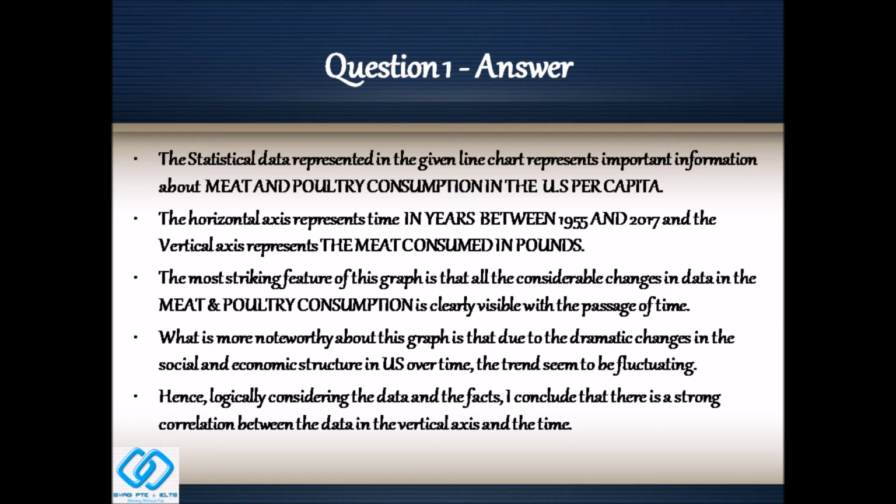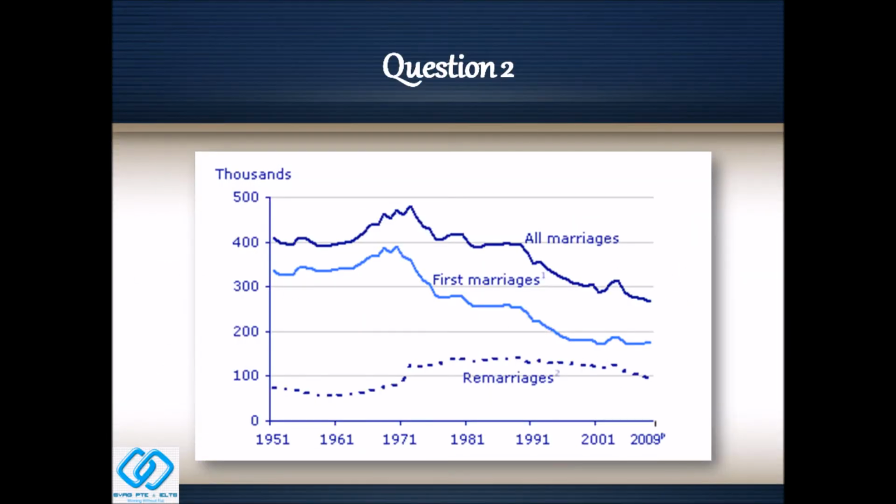What is more noteworthy about this graph is that due to the dramatic changes in the social and economic structure in United States over time, the trends seem to be fluctuating. Hence, logically considering the data and the facts, I conclude that there is a strong correlation between the data in the vertical axis and the time. Let us look at another example here.